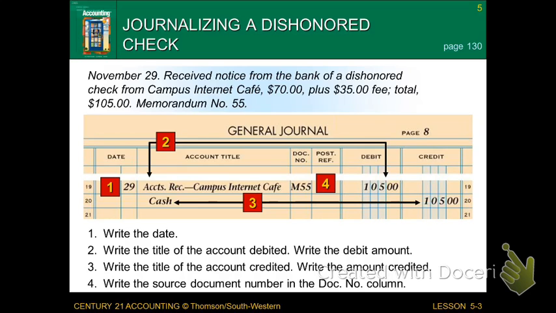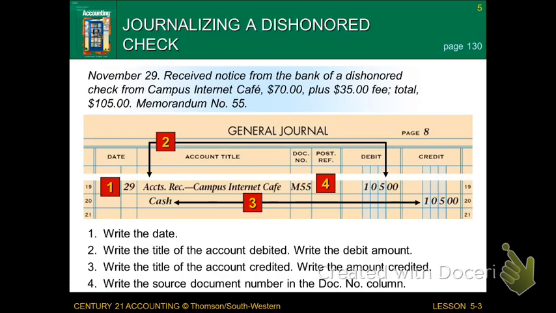In this case, we need to update our records because we had originally assumed that when a customer was trying to pay us on account or pay off an old debt, it was going to go through. So we now have to reverse our records, because the check that we thought was going to increase our cash is now going to decrease our cash account.